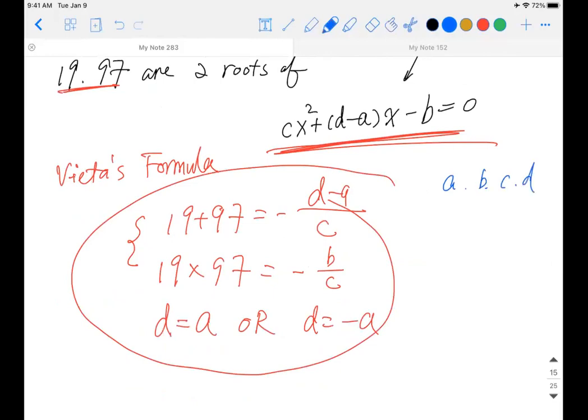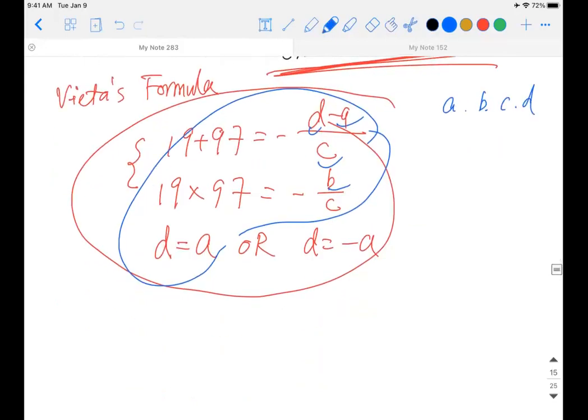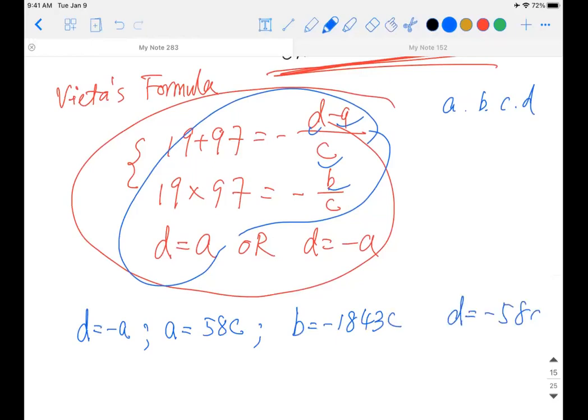Of course, you won't be able to solve it because you have 1, 2, 3, 4 variables, but you only have 3 equations. You won't be able to solve it, but you can find a relationship. So one of the relationships is a equals 58c, b is equal to minus 1843c, d is equal to minus 58c.